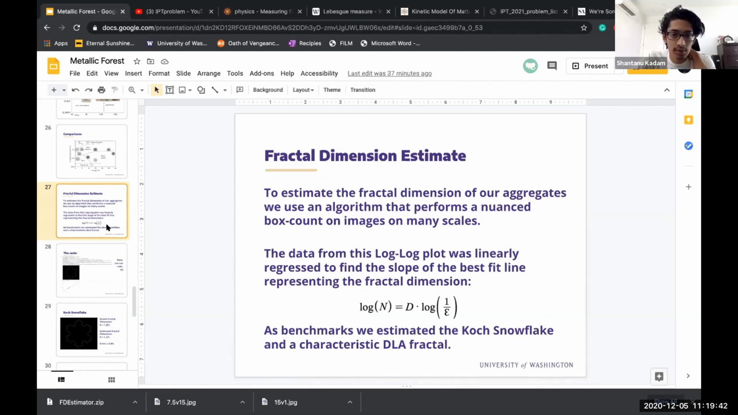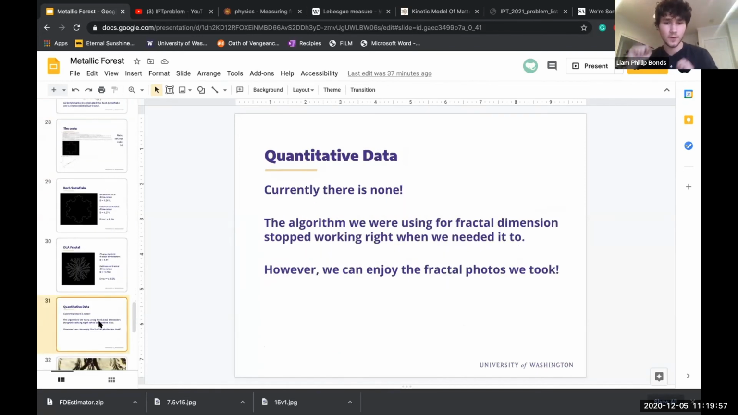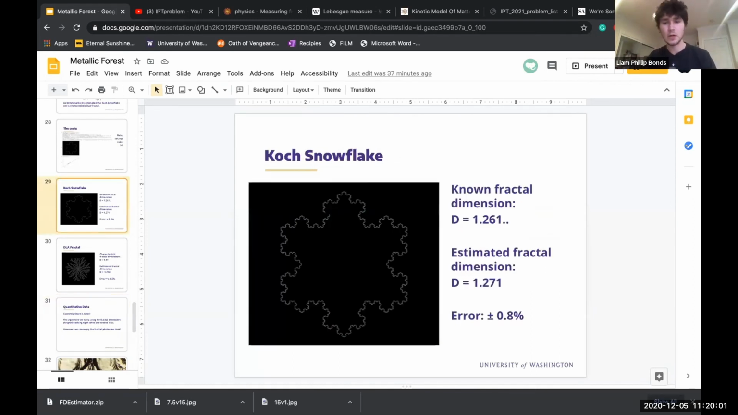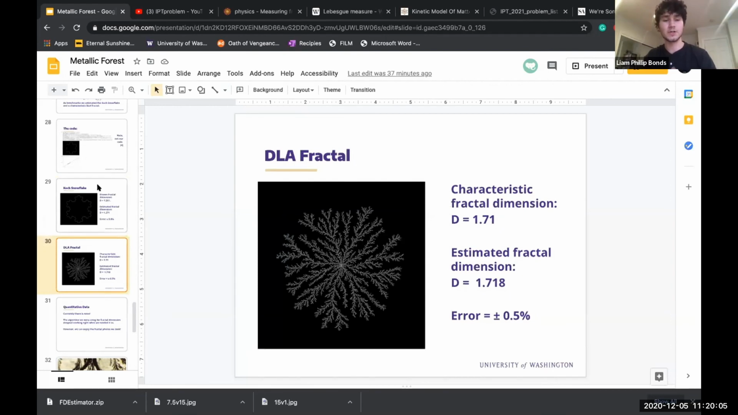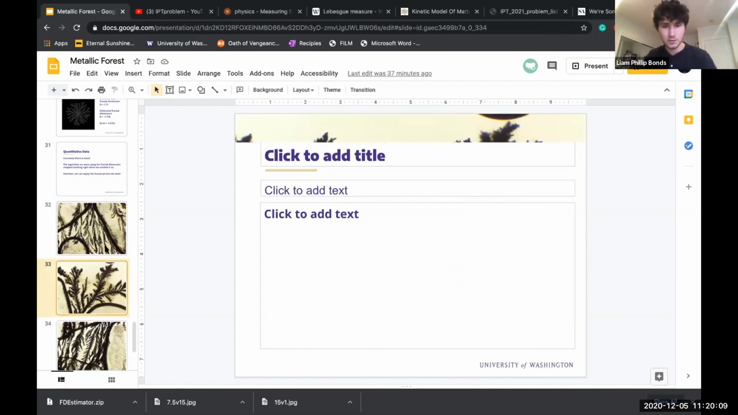So if you wanted to produce a result consistently every time... The reason I can't answer that is because our fractal dimension data did not work. We had an algorithm that had a very close approximation to many fractal forms, but then when we actually tried to apply it to our images. So this is a whole new world.